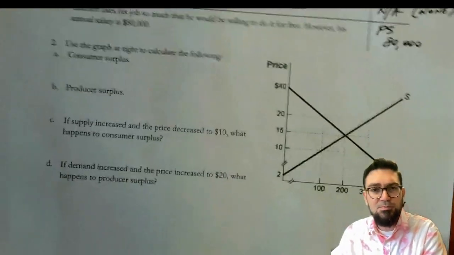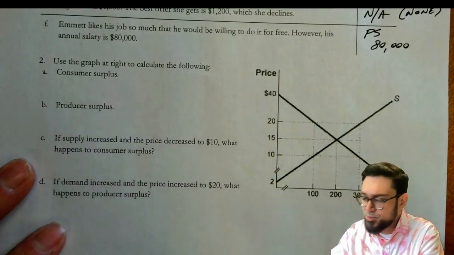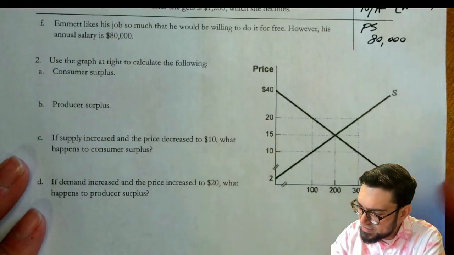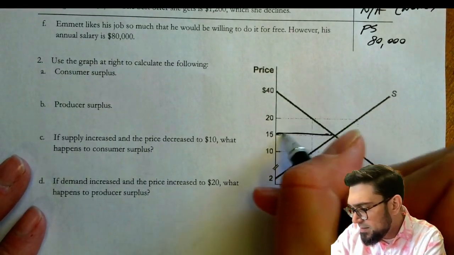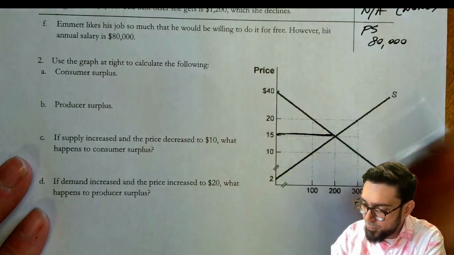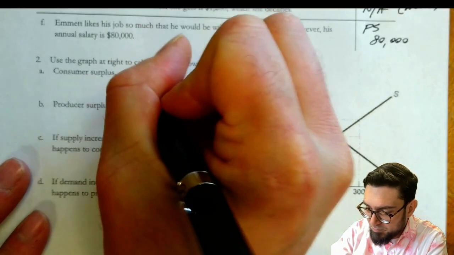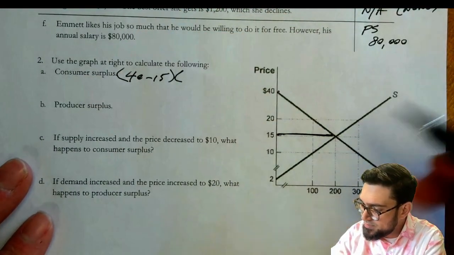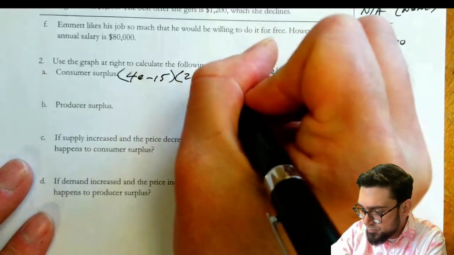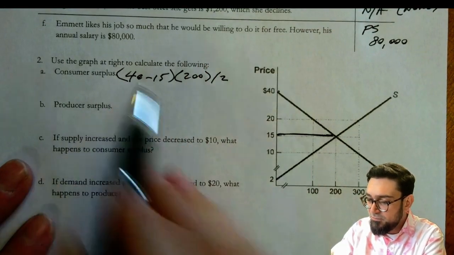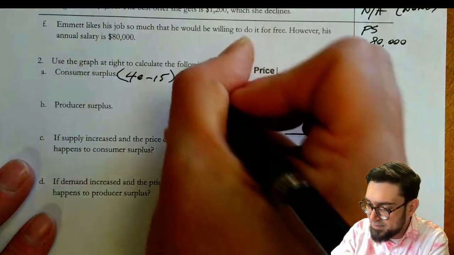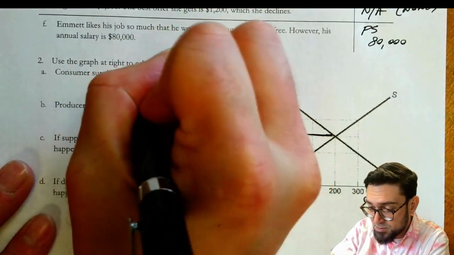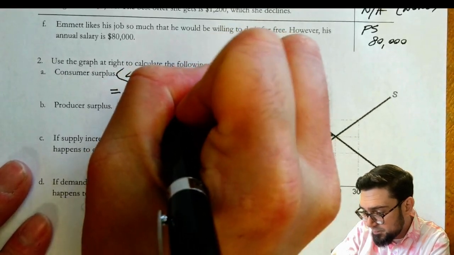Now let's take a look at number 2. Use the graph to calculate the following: consumer surplus. So consumer surplus is the distance from the price that they paid. That's the 15 up to the 40. And so we'd say 40 minus 15. And then we're going to multiply that height of the triangle times the base, which is 200, and we're going to divide by 2. So 40 minus 15 is 25 times 100 equals 2,500.